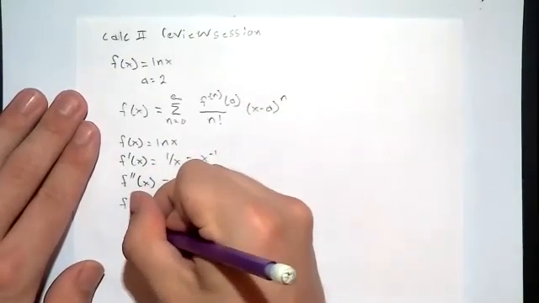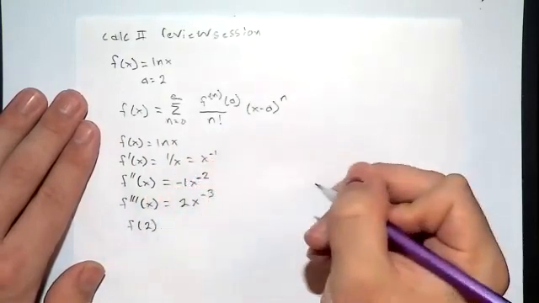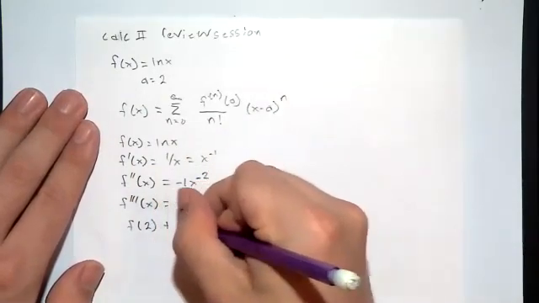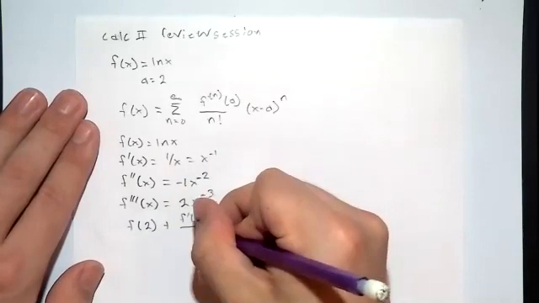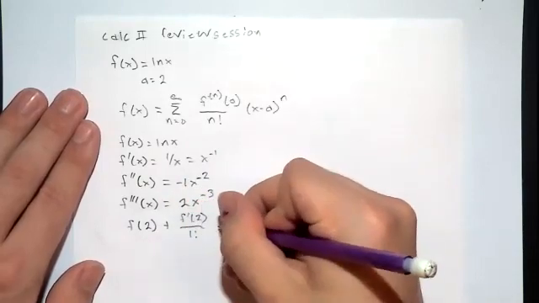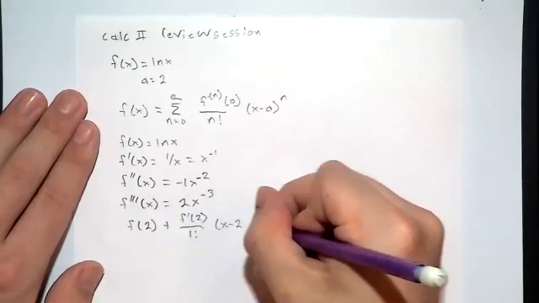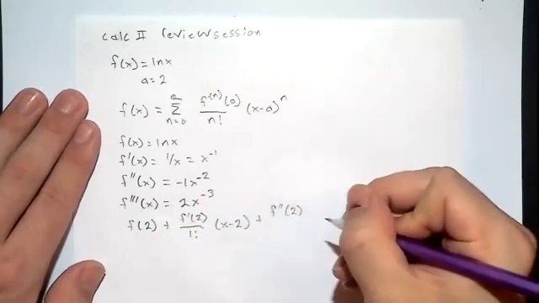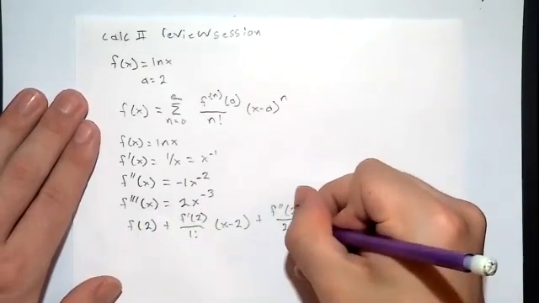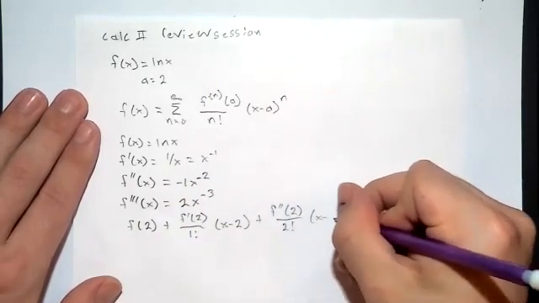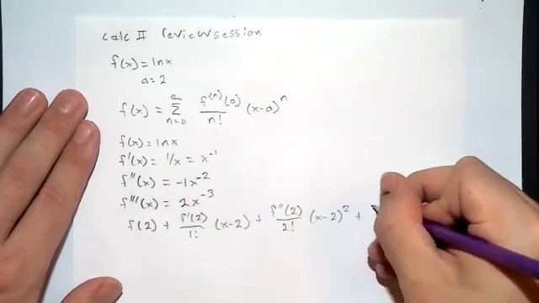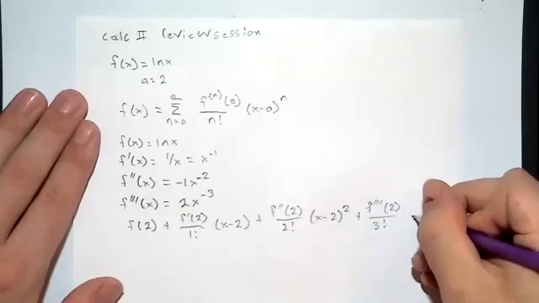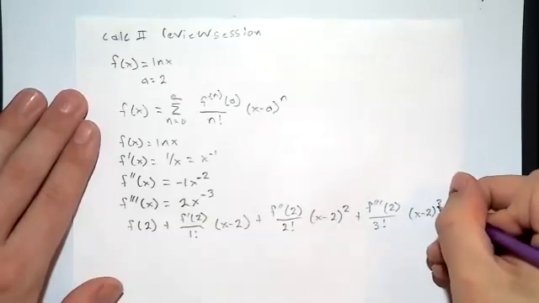So since we're doing the third term and a is equal to 2, it'd be f of 2 plus f prime of 2 over 1 factorial times x minus 2, plus f double prime of 2 over 2 factorial times x minus 2 squared, plus f triple prime of 2 over 3 factorial times x minus 2 cubed.